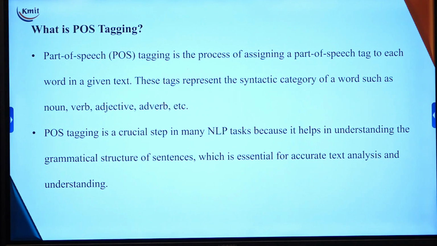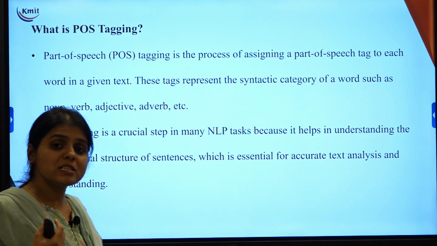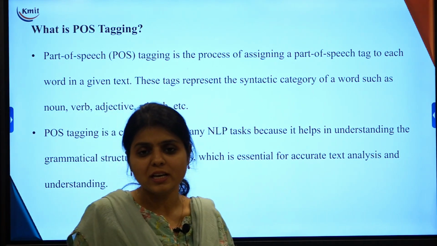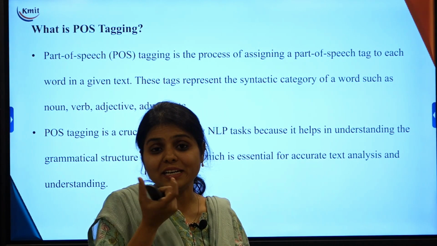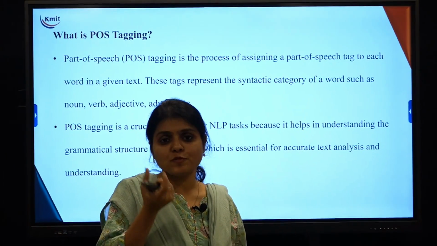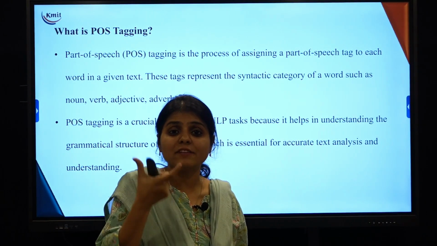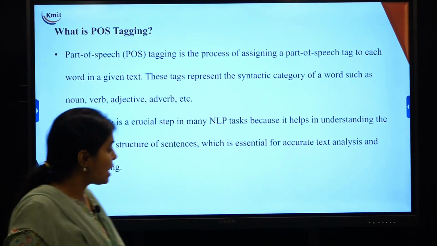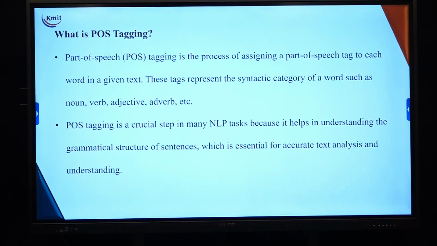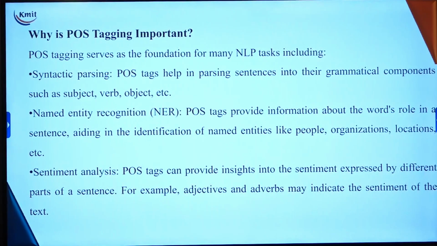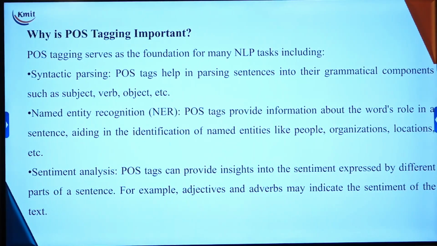Okay, so this is the most important step in NLP because parts of speech helps us in understanding the grammatical structure of the sentence, which will actually give us the accuracy of the text analysis. Okay, so when we identify the parts of speech label, we would exactly know the meaning of that particular word in the given context. So that is the reason we say POS tagging is very important in NLP tasks and understanding of that particular text.